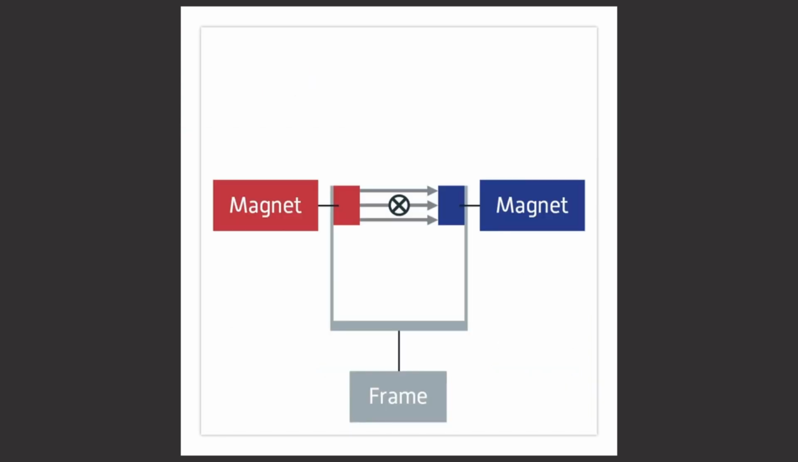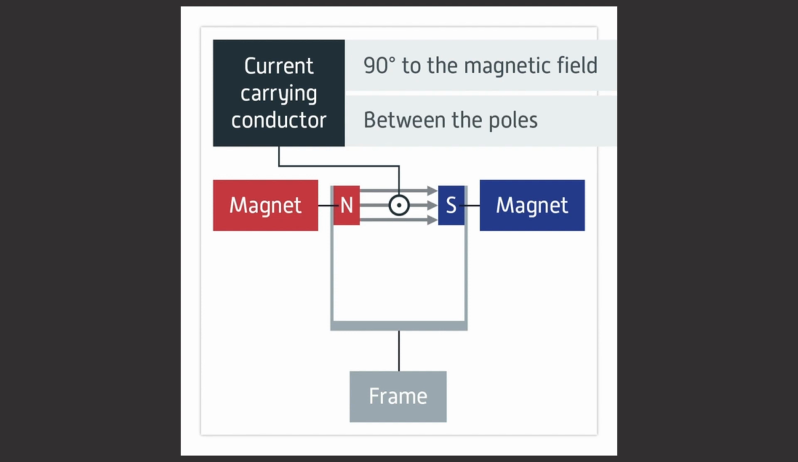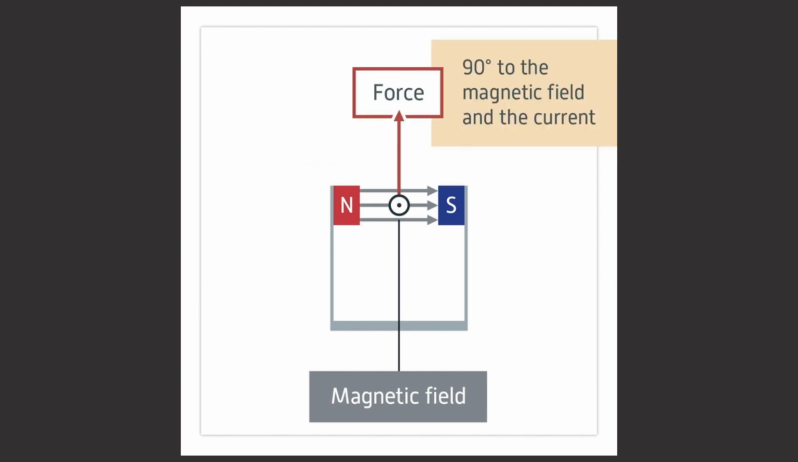To carry out the investigation, you will need to fix 2 magnets in a frame with opposite poles facing each other. Fix the current-carrying conductor so that it is placed at 90 degrees to the magnetic field and is between the poles of the magnets. The magnetic field is from north to south. The force is in a vertical direction at 90 degrees to both the magnetic field and the current, as you can show by using Fleming's left-hand rule.